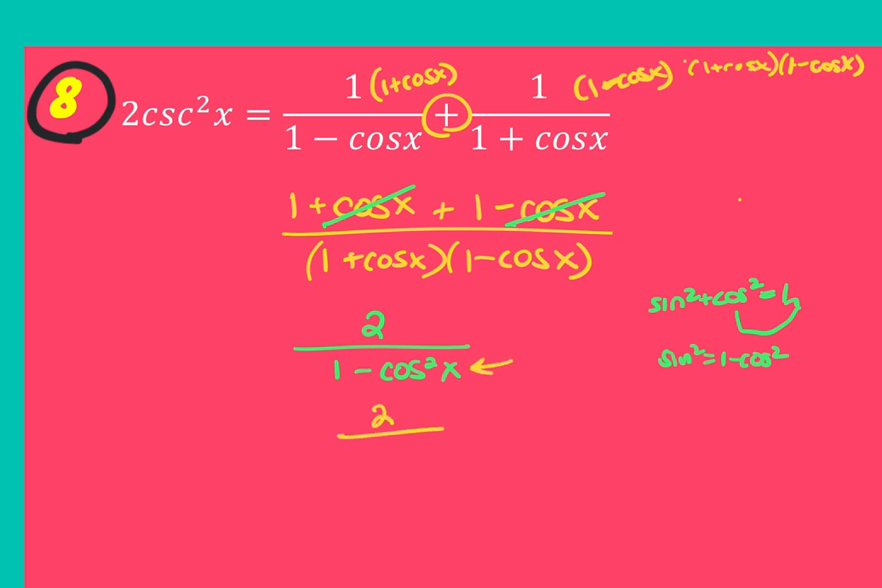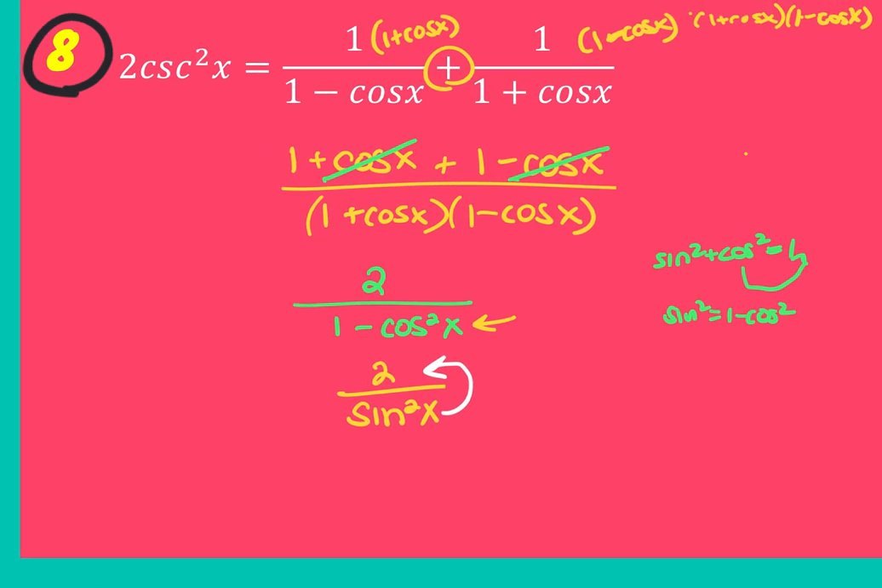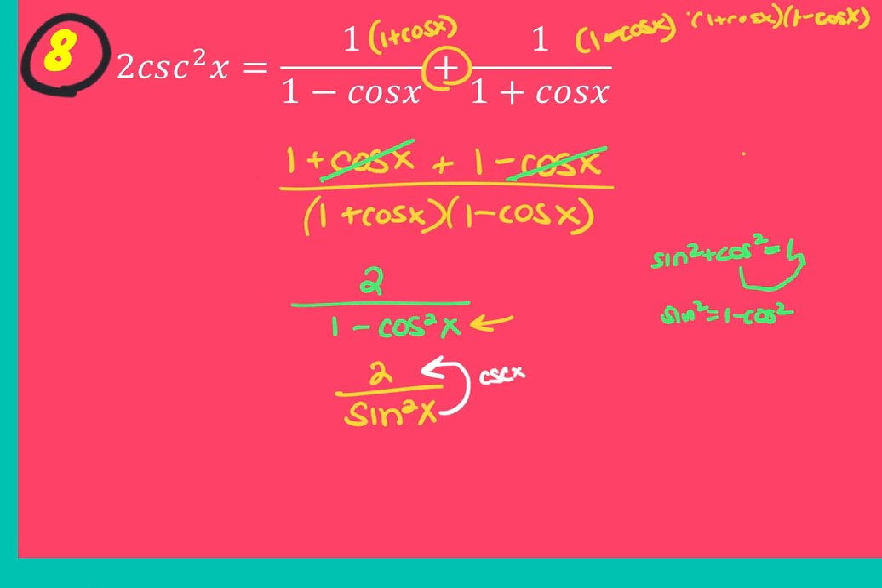So 2 over sine squared x. And then if we want to move a trig function from the bottom to the top, we change it into its reciprocal function, which would be cosecant squared. And I get 2 cosecant squared x equals, and there's the other side, 2 cosecant squared x.